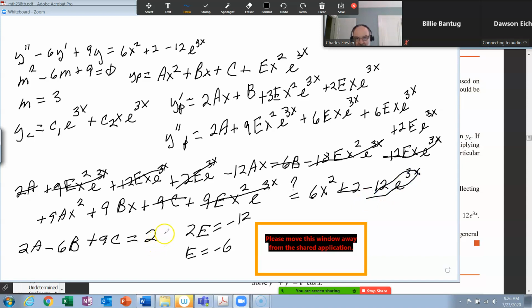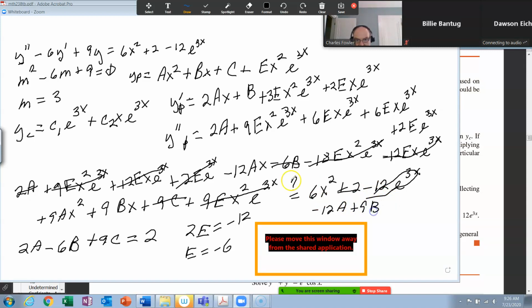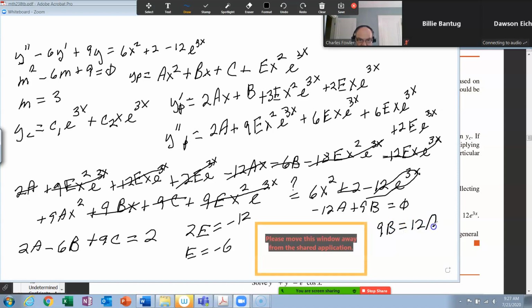Now let's look again at your x terms. Here's a minus 12a. That's the only x term I see. Oh, there's one, plus 9b. Minus 12ax plus 9bx. And over here, we don't have an x term. So this has to equal 0. Now, it's not like that doesn't give us some information. What that tells us is that 9b is equal to 12a. Now, I'm going to leave that alone for now. I'm not going to solve it. Let's just see what happens.